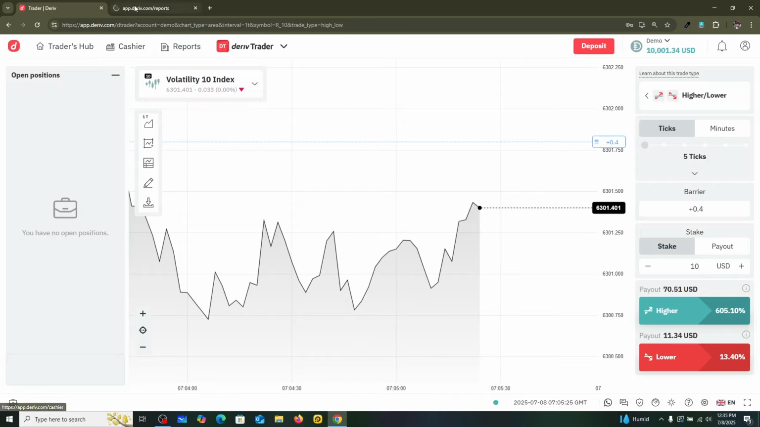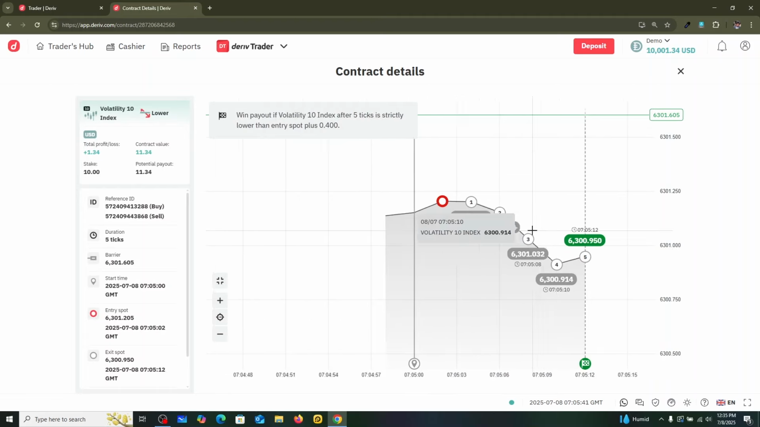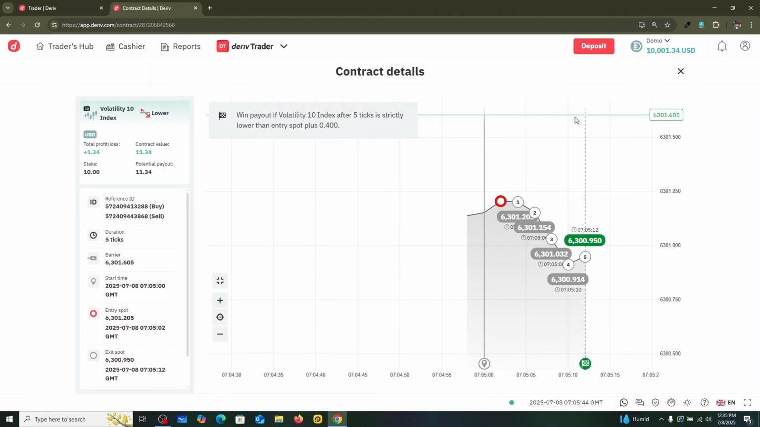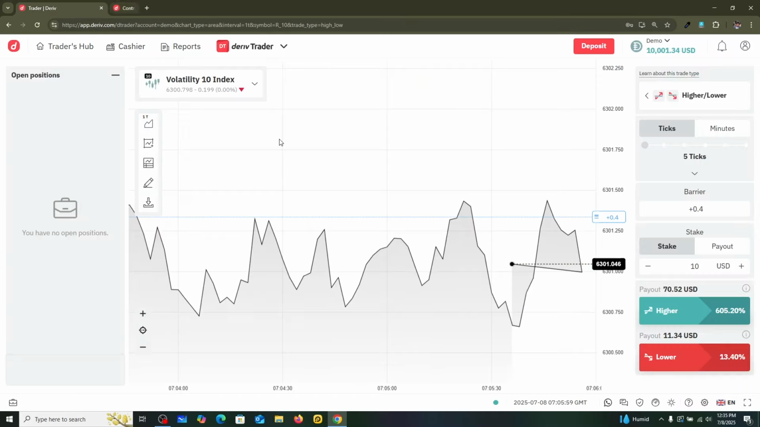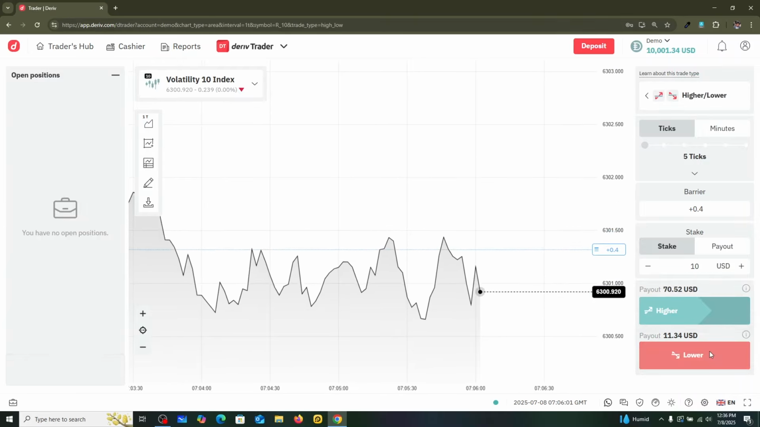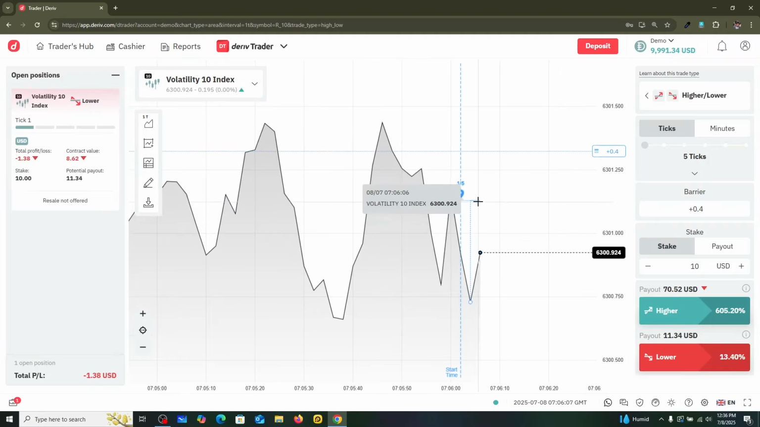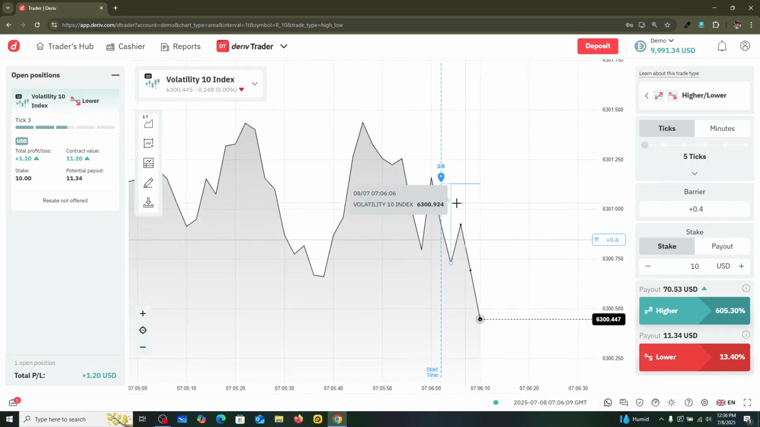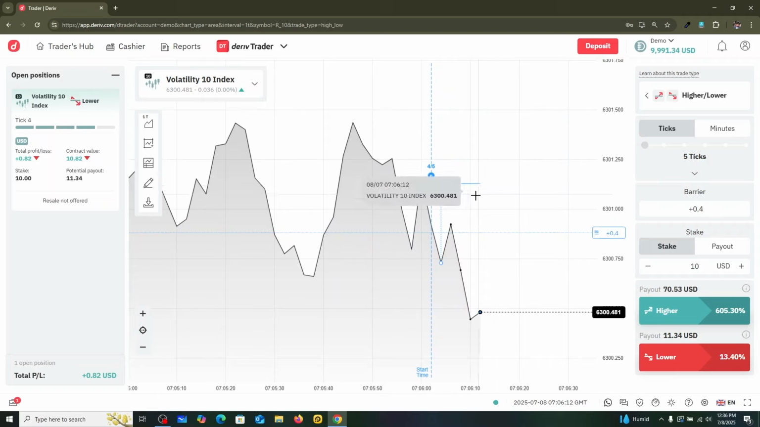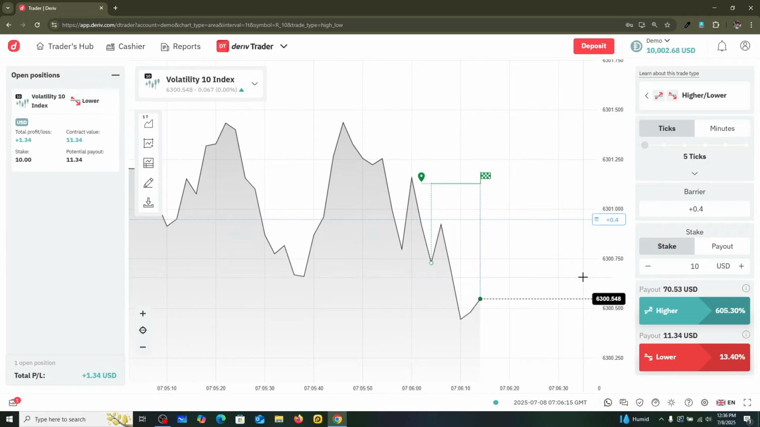Let me show you that again in the reports. Here you can see that our barrier is over there, but the market came down. So we will lose this trade whenever the market crosses our barrier. I'll explain with another example now. I'm taking Lower here, which means in the next 5 ticks the market will not cross this barrier we set. Now as you can see, we win that one also.